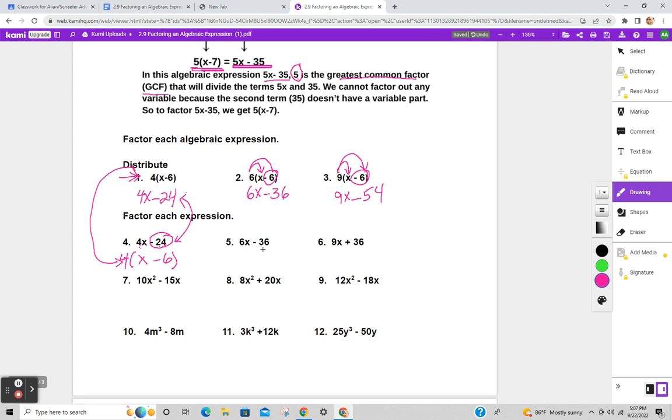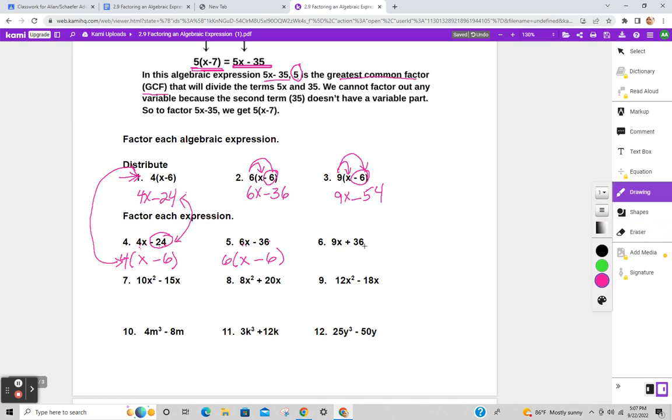We're going to factor out the greatest common factor, which will be 6 in this case, because it divides this term evenly and it divides this term evenly. So we'll have 6 times some quantity. 6 times what will give us back 6x? Well, that has to be 1x or just x. 6 times what will give us back minus 36? Well, that has to be minus 6. So now I have the factored form of this expression.